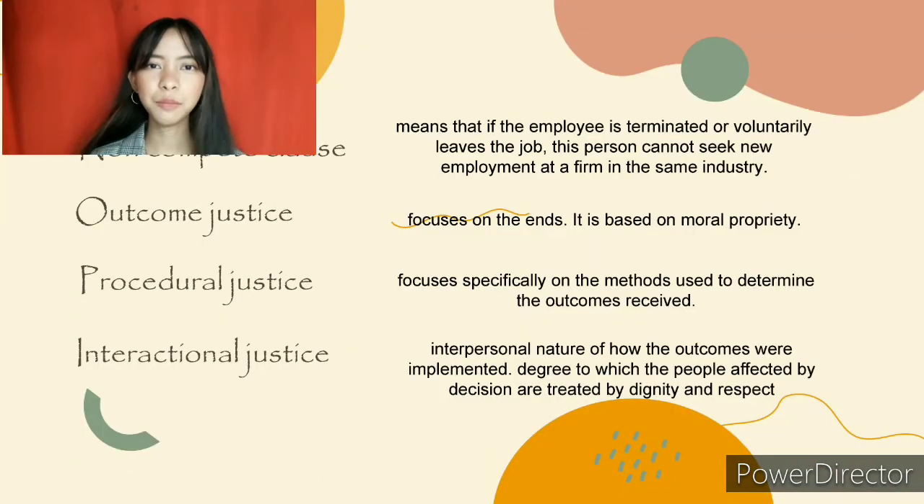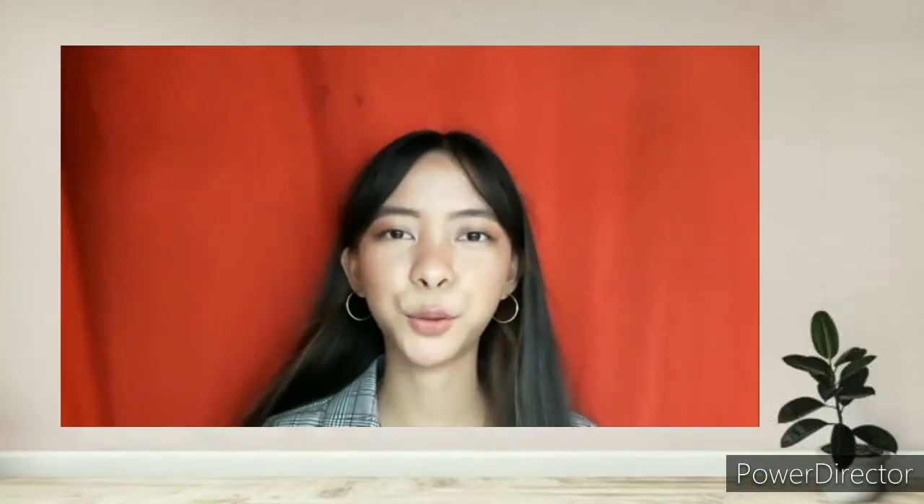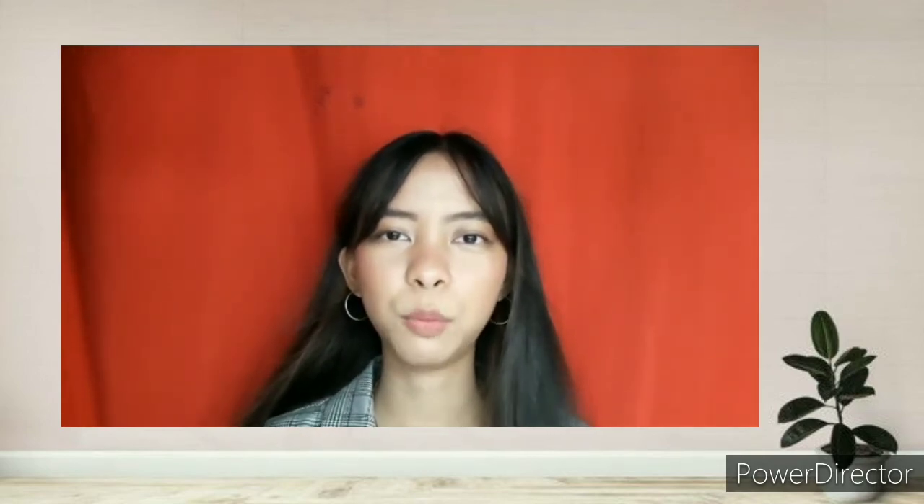Next is outcome justice and procedural and interactional justice. Outcome justice focuses on the end, while procedural and interactional justice focuses on the means. Procedural justice is the appropriateness of the allocation process. It includes 6 main points, which are consistency, lack of bias, accuracy, representation of all concerned, correction, and ethics. Procedural justice seems to be essential to maintaining institutional legitimacy.